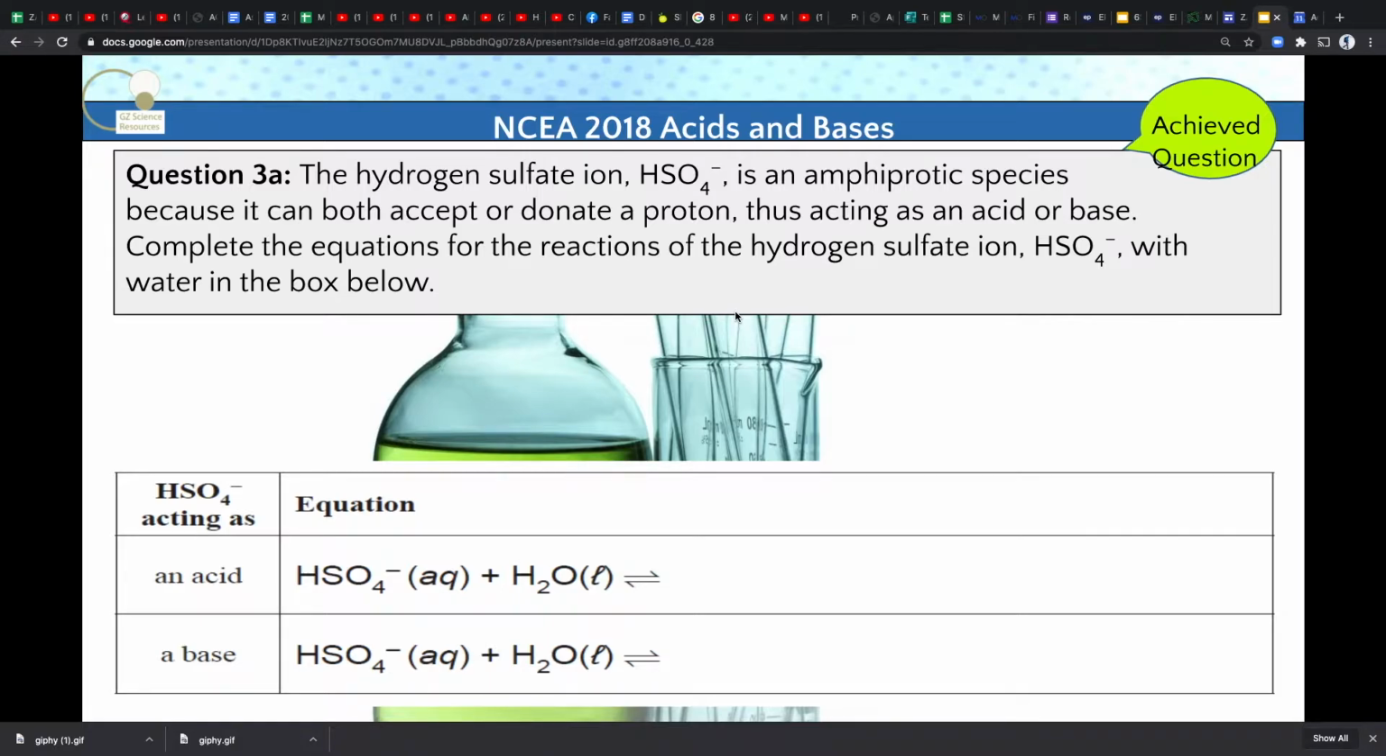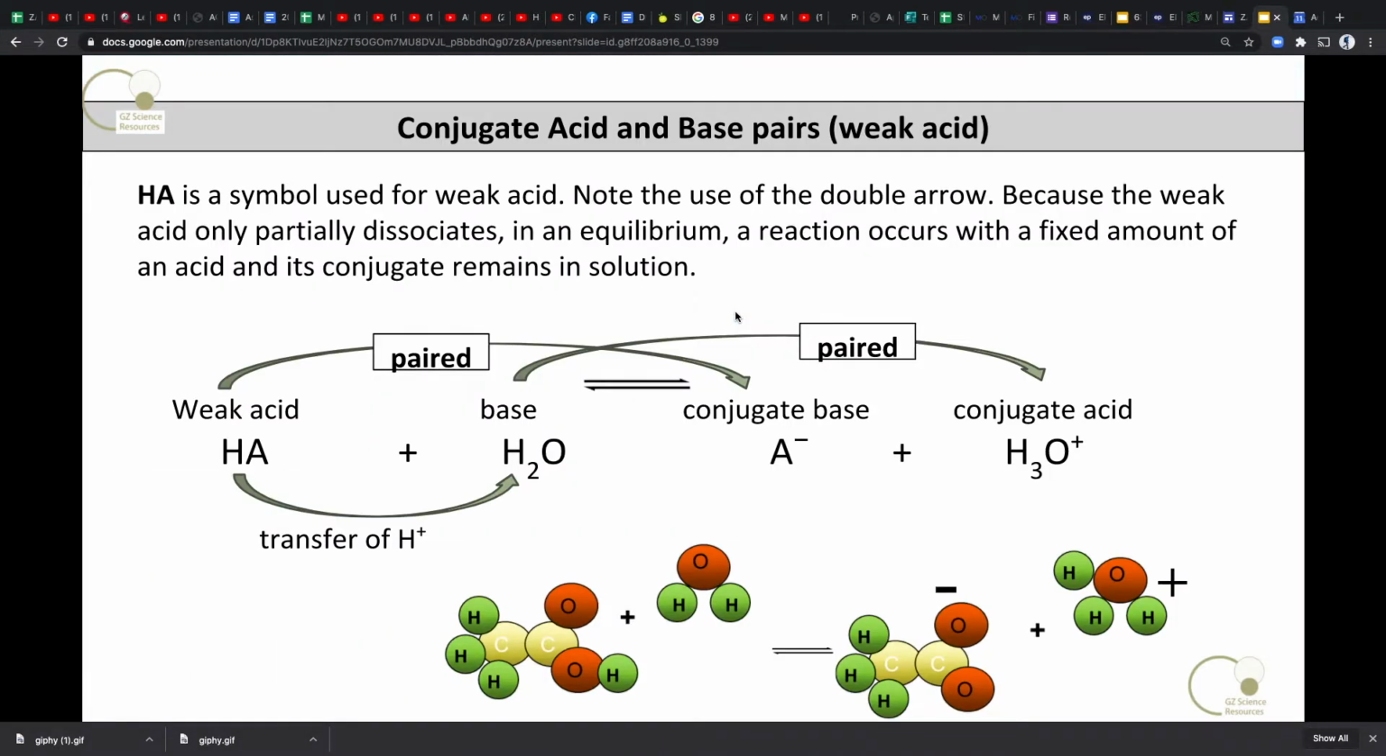Okay, I think we're good. If it's acting as an acid, it's losing one, so we should form the sulfate ion. As a base in the bottom row of the table, it is gaining one to form sulfuric acid. Sweet. Last thing, one of the last little terms we have to review are conjugate acid and base pairs.